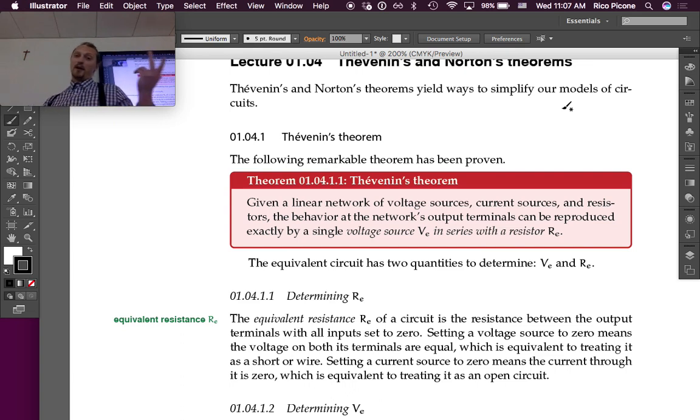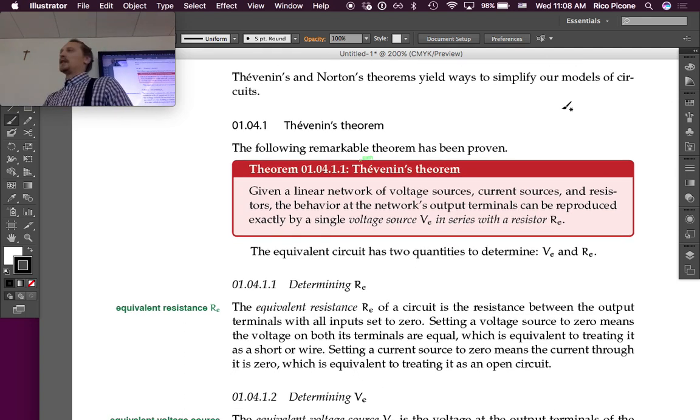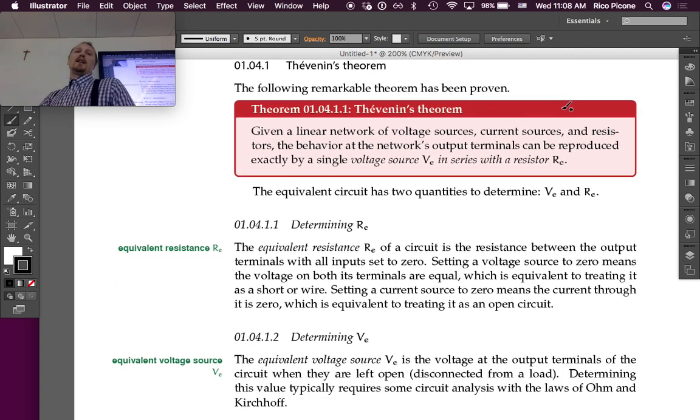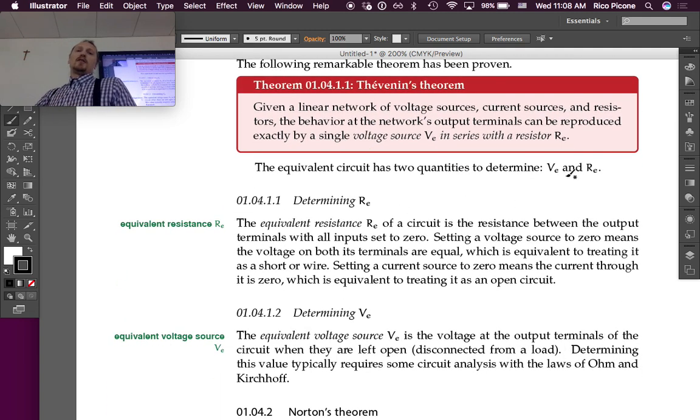So the only thing that really needs to be specified are the two quantities. What's the equivalent voltage source, VE, and what is the equivalent resistance, RE? So that's where the work is. The theorem is done for you, so you don't have to do that. But now you just need to decide what VE and RE are. So when you come up with a Thevenin equivalent circuit, all the work is just determining VE and RE. RE is easier.